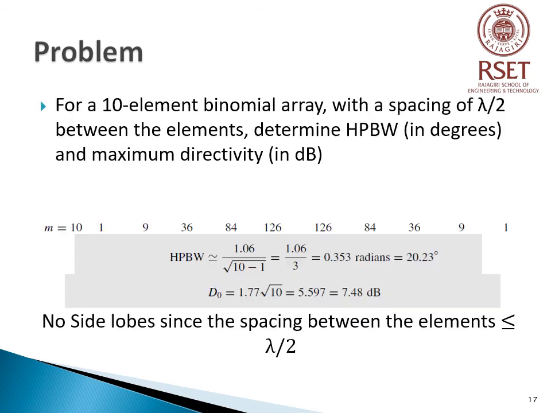Now we shall see a small problem. For a 10 element binomial array with a spacing of lambda by 2 between the elements, determine the half power beam width in degrees and maximum directivity in decibel. So for a 10 element array, from the Pascal's triangle, we see that the relative amplitude distribution should be 1 9 36 84 126 126 84 36 9 1. Half power beam width using the expression which we have seen previously, that is 1.06 by root of n minus 1, is approximately 20.23 degrees, and maximum directivity, 1.77 into root n, is approximately 7.48 decibel.